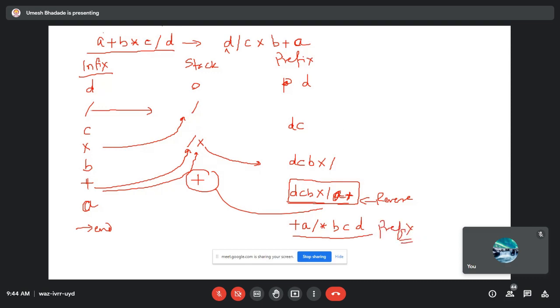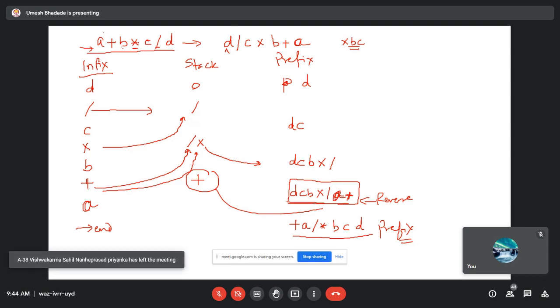Now manually also you can see that if we go from left to right, star and slash are having higher precedence. So what we can do here, I can do star B C first, right? And then between plus and slash, slash is having higher precedence. So slash, and I will write D here, and then plus and A. So plus A, I will write here. So see, plus A slash star B C D.